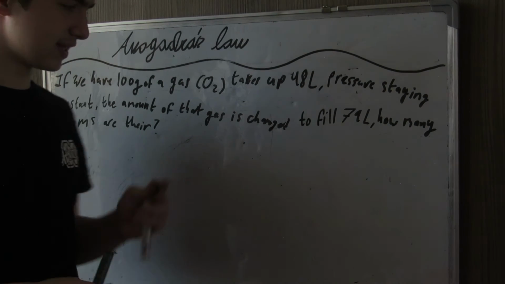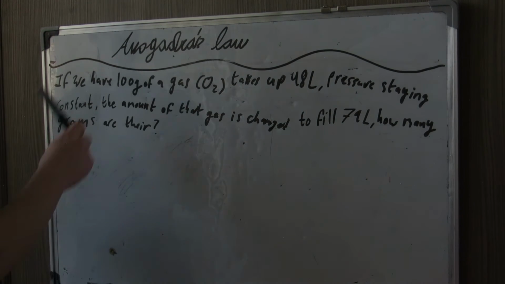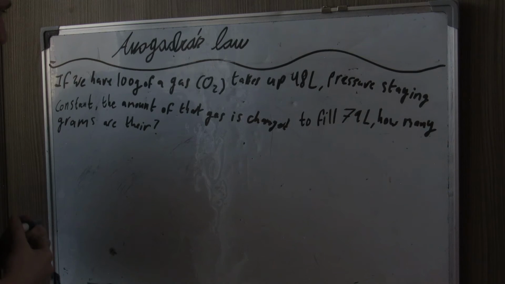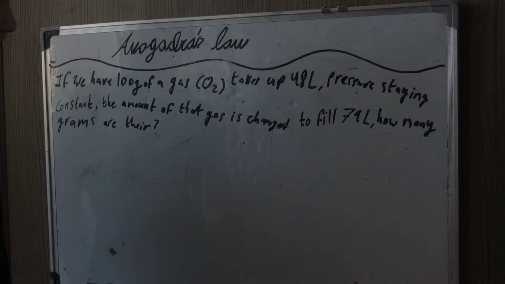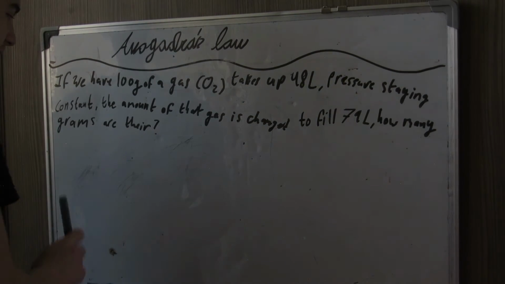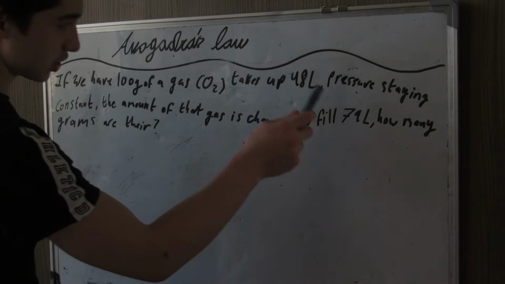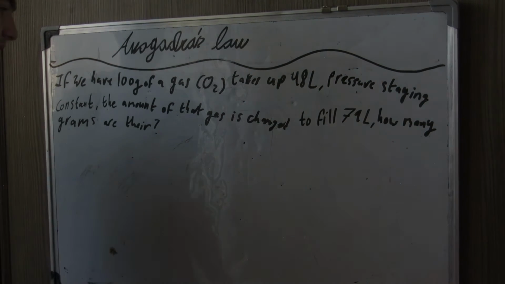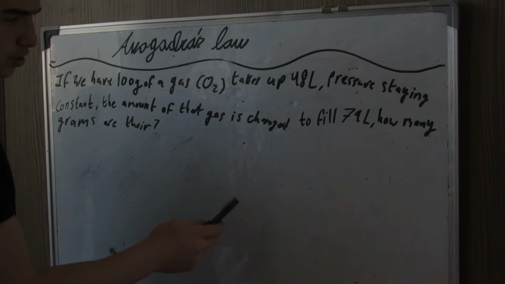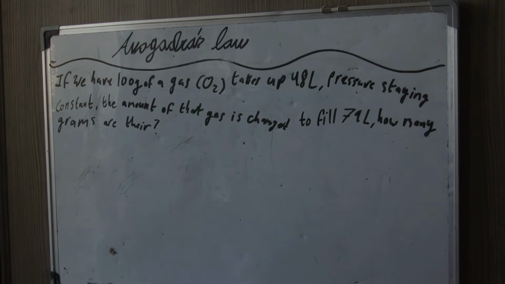Now let's do a small example so we can apply what we understood. Let's start. The question says, if 100 grams of gas, let's say oxygen, O2, takes up 48 liters, and the pressure is staying constant, that means there's no increase of pressure. So we only have the volume and also the amount of particles. The amount of that gas is changed to fill 79 liters. How many grams are present? So let's reread that and underline what's important.